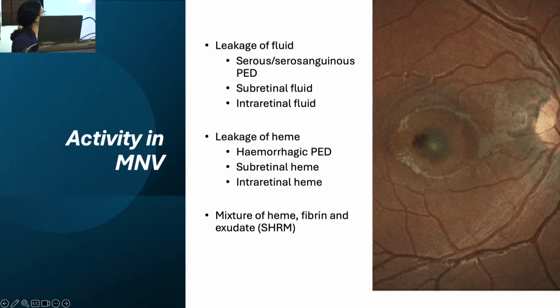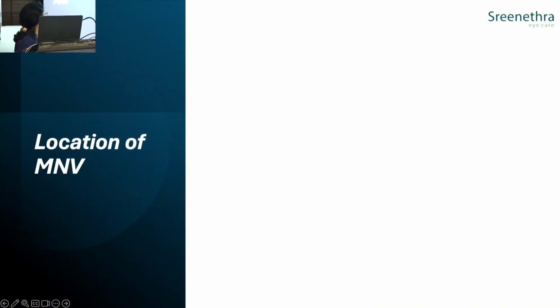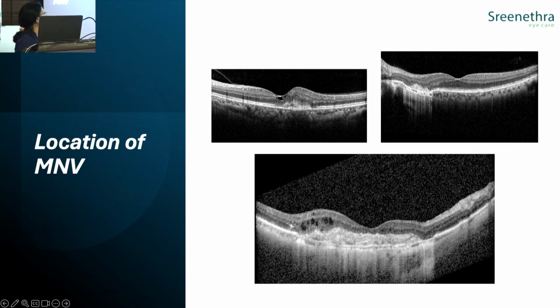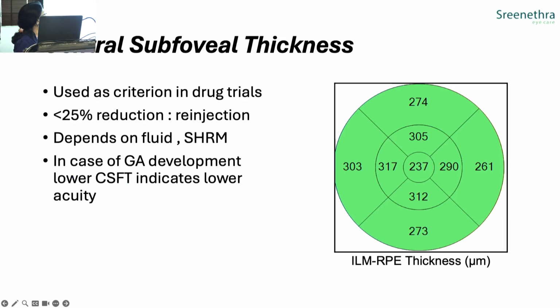Activity clinically, we have known that it is fluid, heme, and mixture of heme, fibrin, and exudate, what we now call as the SHRM. The location of MNV obviously has impact on the visual acuity. You'll have better visual acuity with the extrafoveal and juxtafoveal as compared to the subfoveal. Central subfoveal thickness is a biomarker. It has been used as a criterion in many drug trials, wherein you consider less than 25% reduction as a criterion for reinjection, but it cannot be used in isolation because visual acuity would then depend on the fluid and the SHRM. In cases of geographic atrophy, a lower subfoveal thickness would actually indicate lower visual acuity.